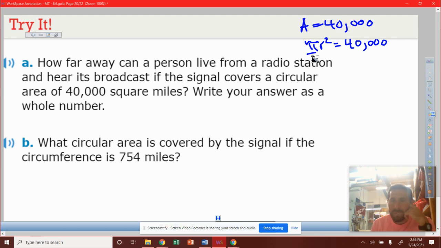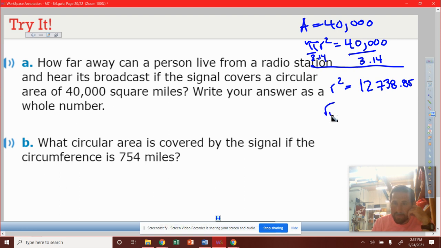So we will divide by pi, or 3.14, to get our number. So we're going to take pi. 40,000 divided by 3.14. We'll get r squared equals 12,738.85. But then we need to take the square root of r squared, so we need to take the square root of 12,738.85 to find out what that radius is.